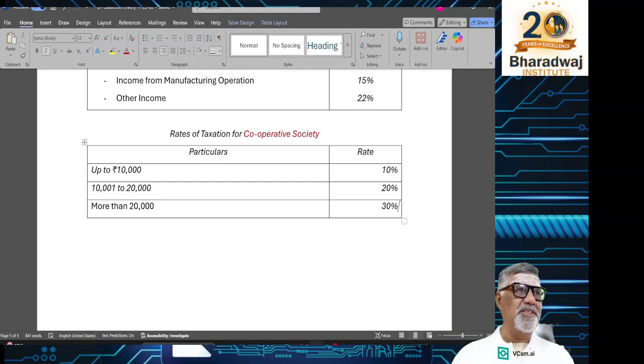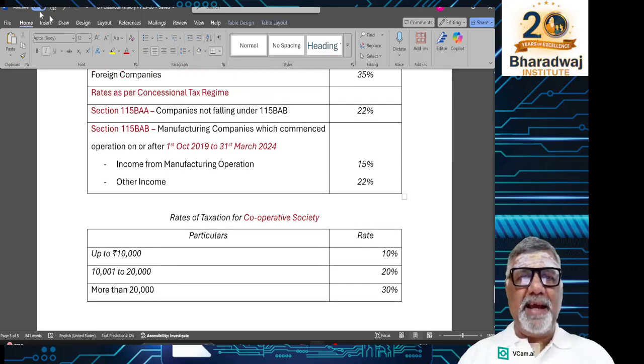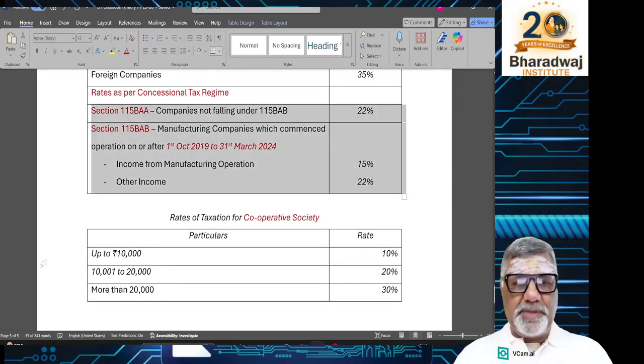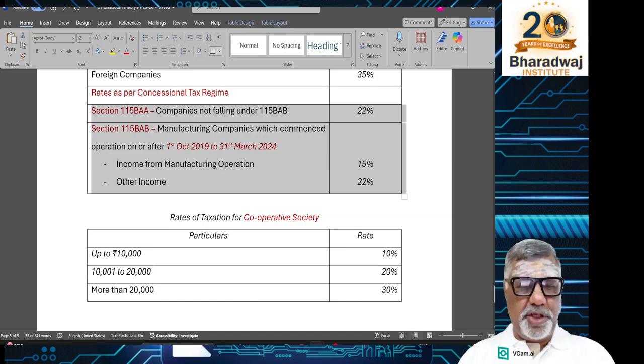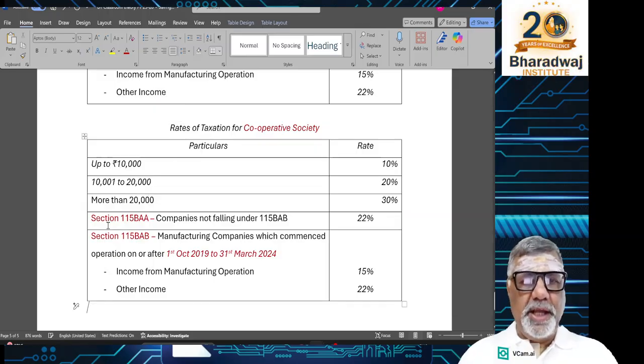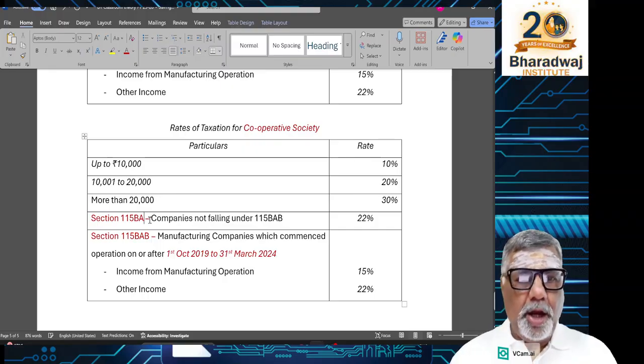And then the same special rates of taxation as like companies. Only the section changes. The special rates of taxation is going to be the same. 115.